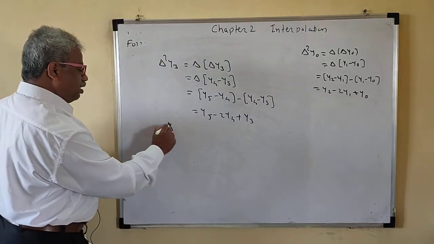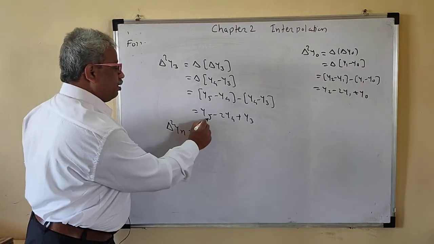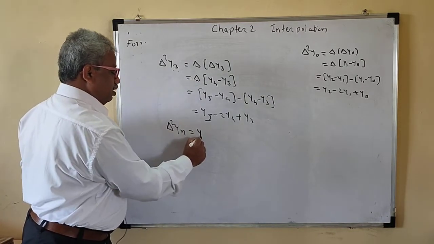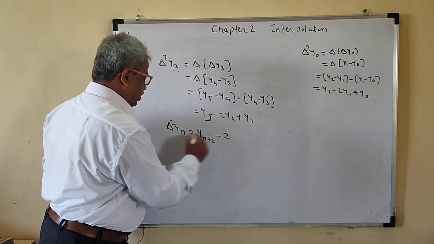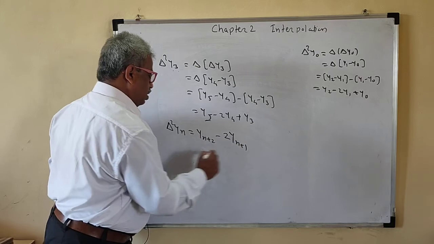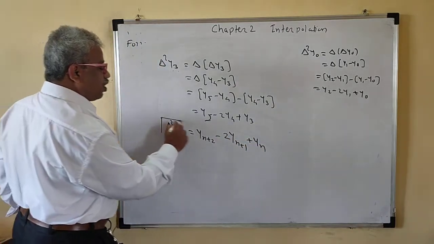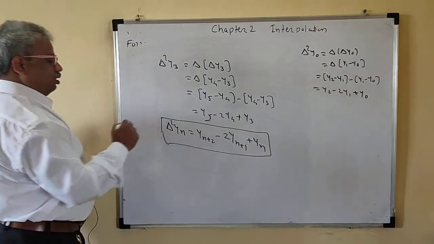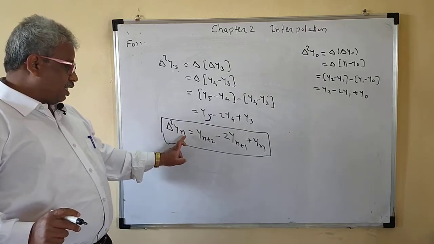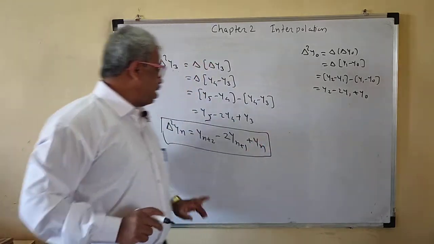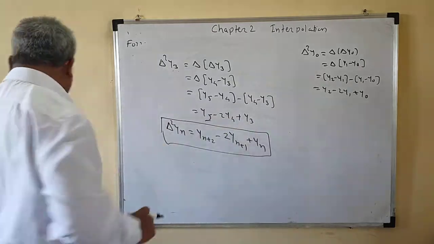Similarly, you can make a general formula. So del square yn is equal to y n plus 2, minus 2 times y n plus 1, plus yn. This is the general formula to find del square y. If you put n is equal to 0, we get this one. If you put n is equal to 3, we get this one.